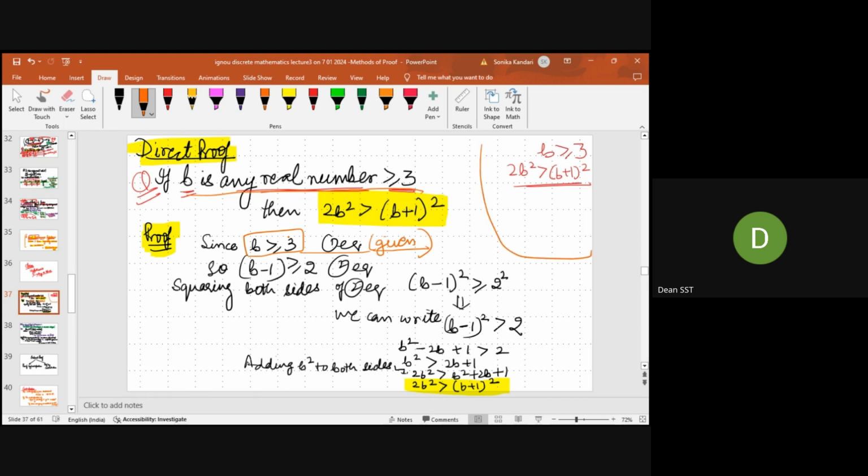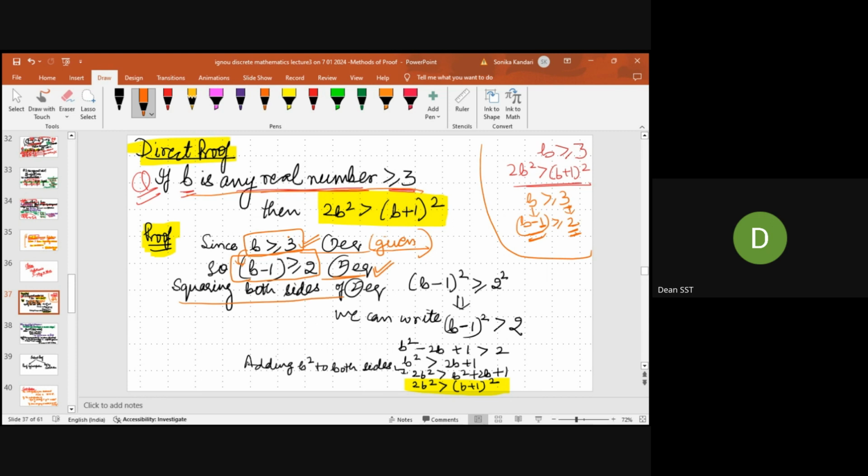Now, if B is greater than or equal to 3, we can also write B minus 1 is greater than or equal to 2. On both sides, we have subtracted 1. So here we got B minus 1, and for 3 minus 1, we got 2. Is it clear? Can we write this? Yes. So this is our second equation. The first equation, B is greater than or equal to 3. Second equation: from B, we have subtracted 1, and from the right hand side 3, we have subtracted 1. So we have got equation number 2, that is B minus 1 is greater than or equal to 2.